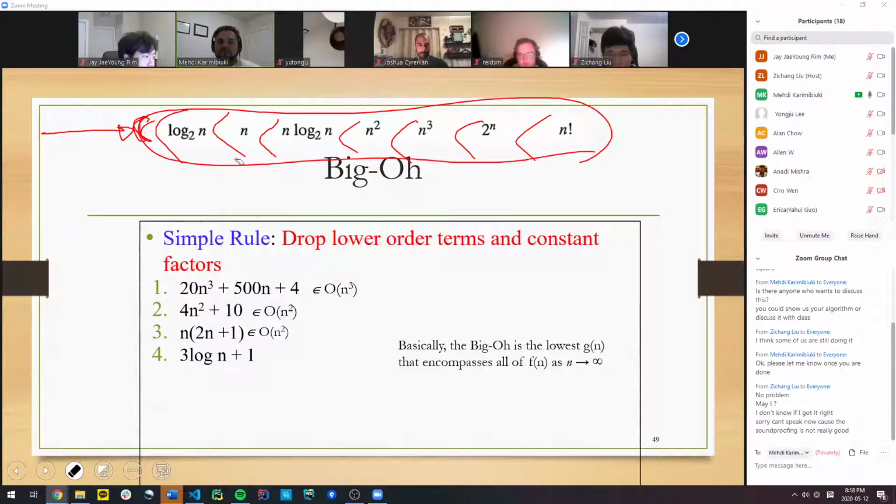Three log n plus 1, it's log n, right? 3 log n plus n. So is log n growing faster or is n growing faster? Which one?